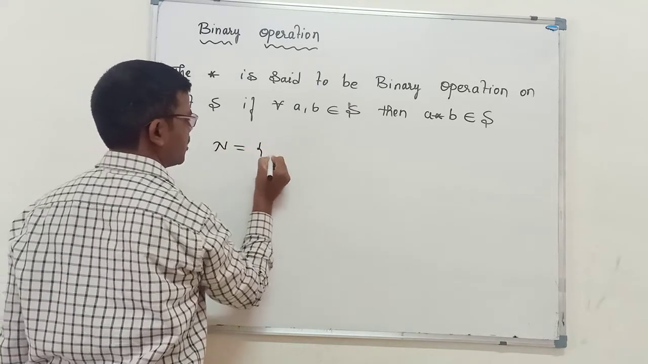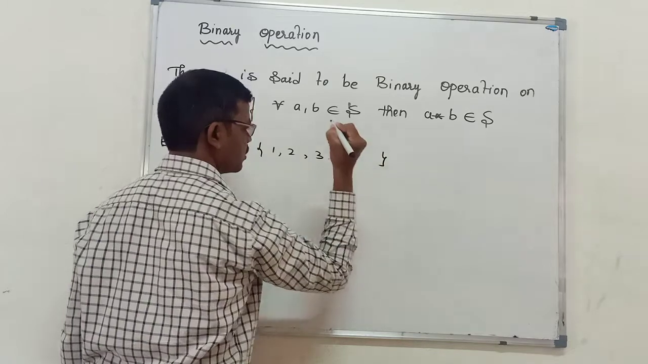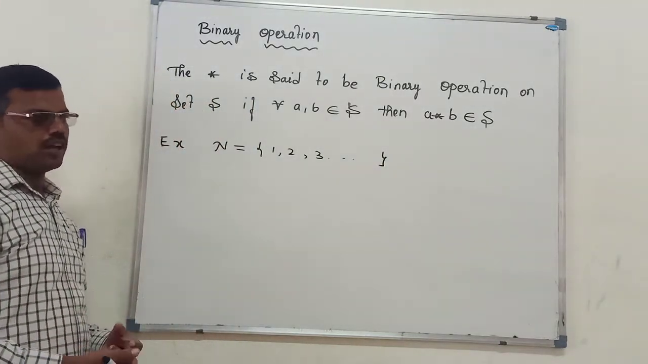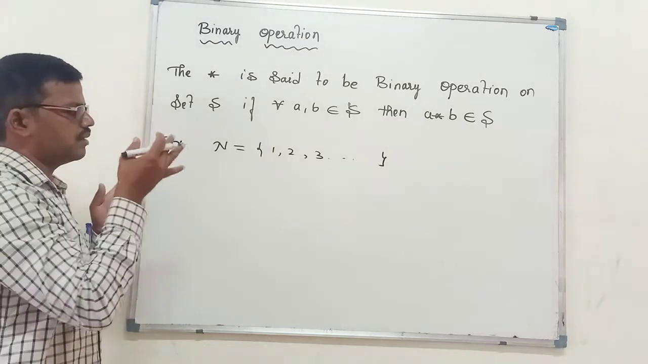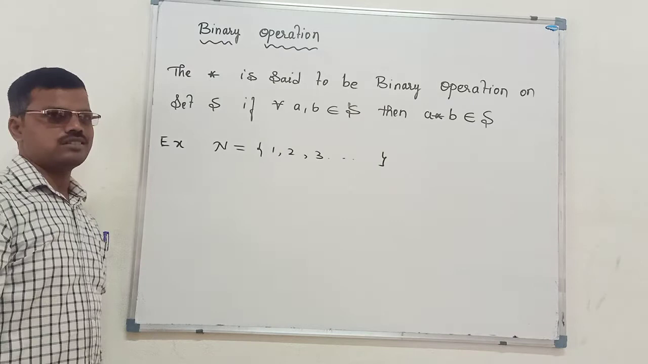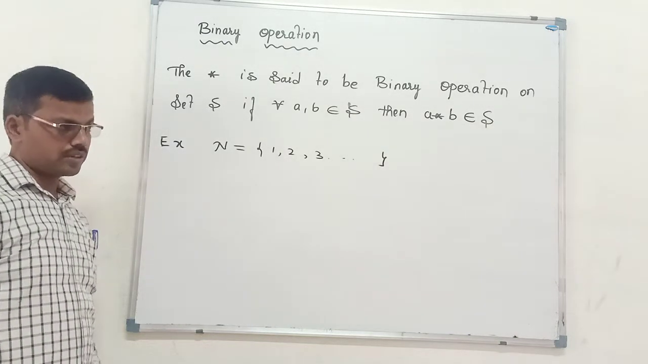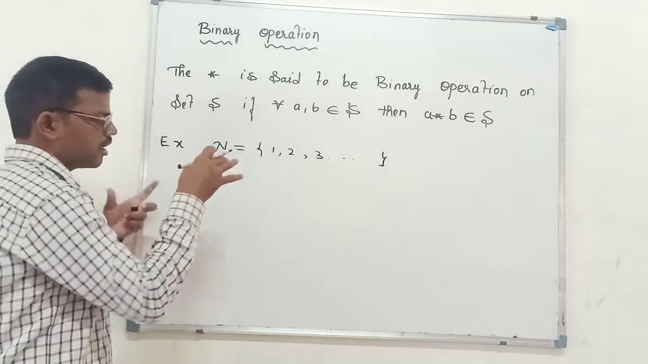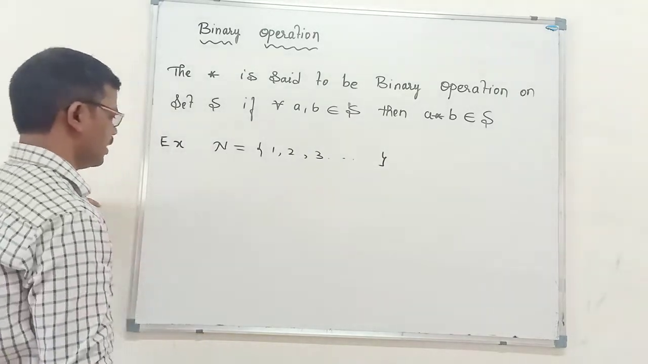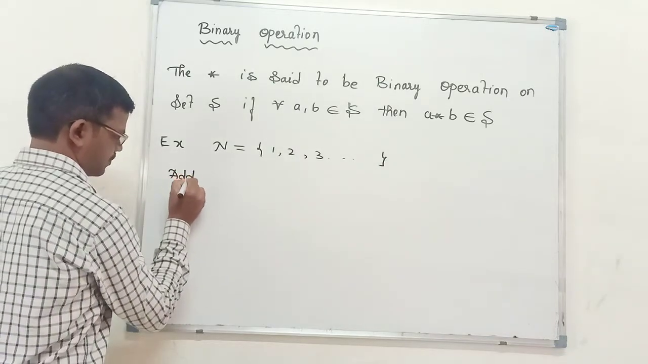So we know about the natural numbers 1, 2, 3, and so on. On this set of natural numbers, let me verify whether the operations we have become binary operations or not. For example, addition, subtraction, multiplication and division, these are the operations. Whether these operations become binary operations or not. So let me verify for addition first.